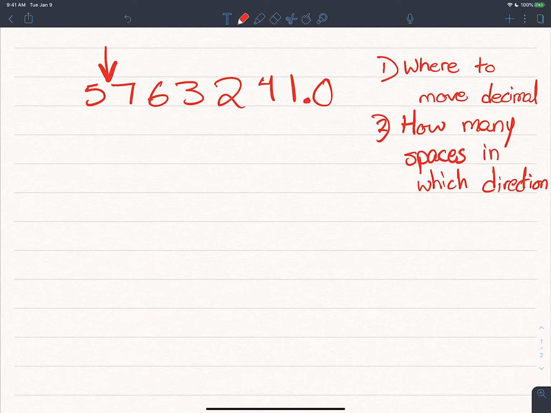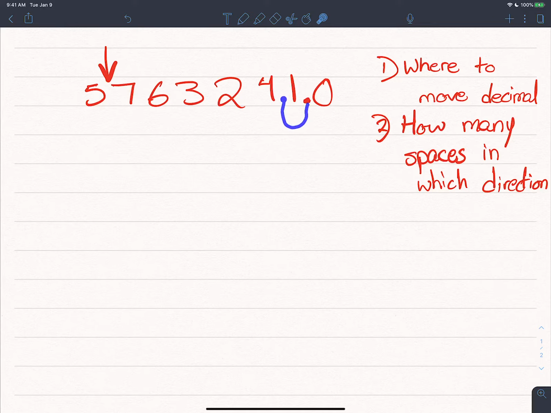But if there is no decimal point showing, the decimal point is all the way to the right, so all the way at the end of the last number. If we see it, then we already know where it is. But if we don't see it, that's where it is. So how many spaces and in which direction would we need to move it to get it to that place where the arrow is? So let's count.